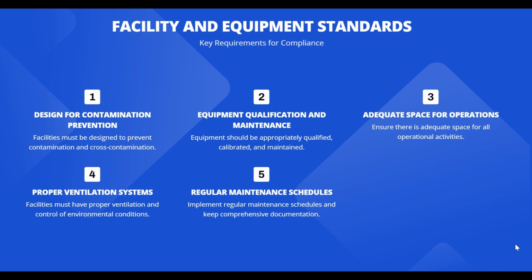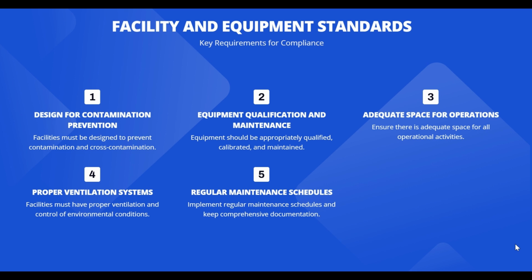What are the facility and equipment standards which are to be followed? The first one is design for contamination prevention. As per the cGMP guidelines, we have to maintain the facilities first of all to avoid contamination. Facilities must be designed with proper, adequate areas as well as restrictions to avoid contamination as well as cross contamination. And equipment qualification and maintenance should be properly done. Each and every equipment, instrument, as well as glassware has to be calibrated, qualified and maintained properly.